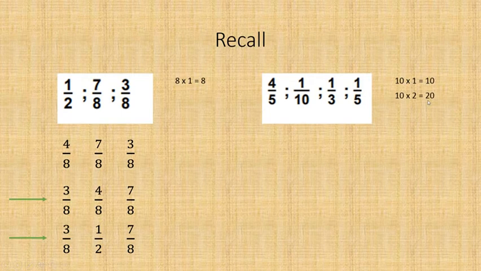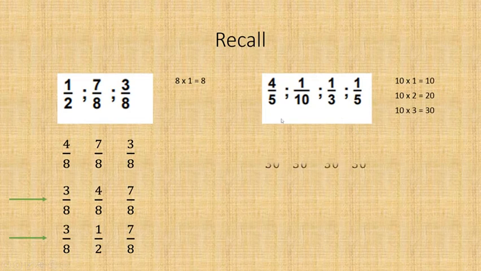10 times 2 equals 20. Can I divide 20 by 3? No. So I have to continue in my times table. 10 times 3 equals 30. Can I divide 30 by 3? Yes, I can do that. So, of course, perfect. Go to the next fraction. Can I divide 30 by 5? Yes, I can do that. So I will change all the denominators to be over 30.